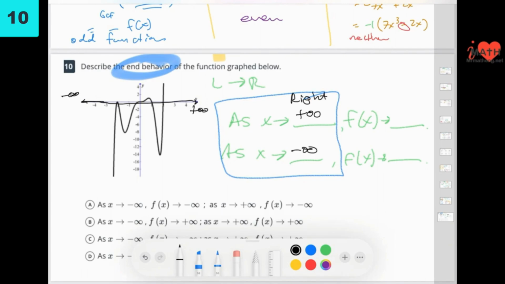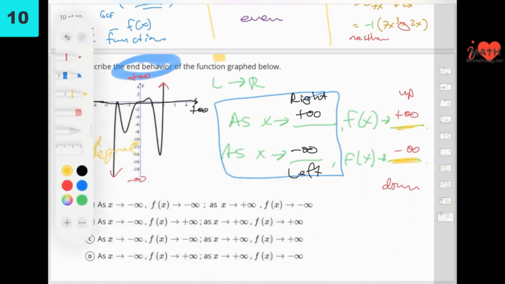So let's do this with words. As I go towards the right, the graph finishes up. Up is positive infinity. As x goes towards the left, where does the graph finish? It finishes down. Down is negative infinity. Did you notice in red here that these are in opposite directions, which is an odd degree polynomial? Okay? And so if I match it up here, let's see which one that matches. Positive, positive, negative, negative. That would be choice C. C is my correct answer.